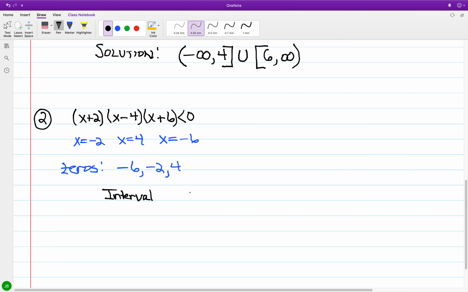Among our intervals, we have starting from negative infinity, approaching but not including negative 6. Then going past negative 6, approaching but not including negative 2. Then going past negative 2, approaching but not including 4, with 4 as the highest zero. Then going past that and heading on out to infinity. And again, we're going to insert tested values.